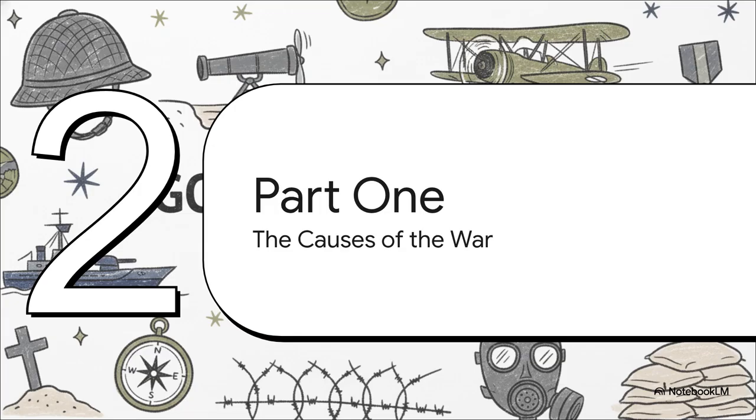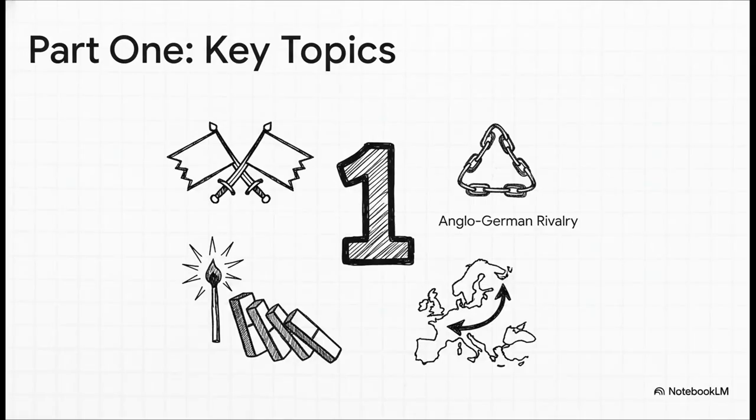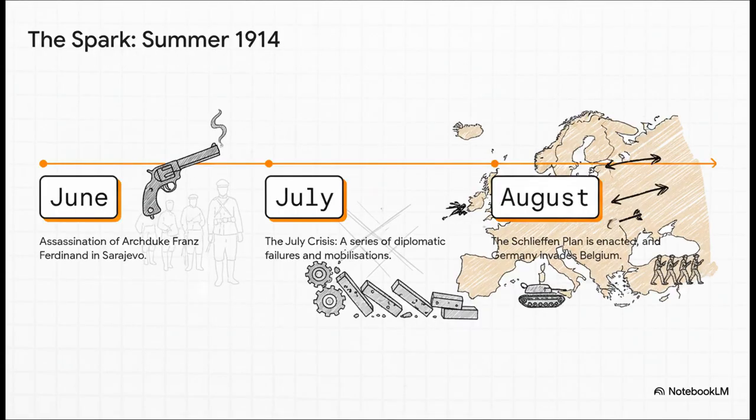And we begin, of course, right at the beginning, figuring out the long-term and the short-term causes that dragged the entire world into war. This section is all about the long-term tensions that were simmering away and the short-term spark that lit the fuse. The key things you absolutely have to master are the 2 rival camps created by the alliance system and that growing Anglo-German rivalry, which really set the stage. Then you need to know the trigger, the assassination in Sarajevo, which just ignited the powder keg of the Balkans. That led to the disastrous diplomatic failures of the July crisis and finally Germany's invasion of Belgium using the Schlieffen Plan.